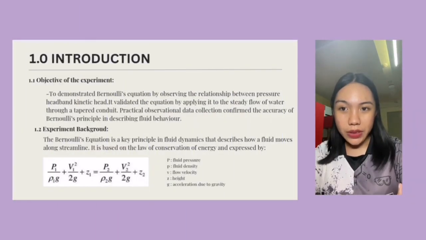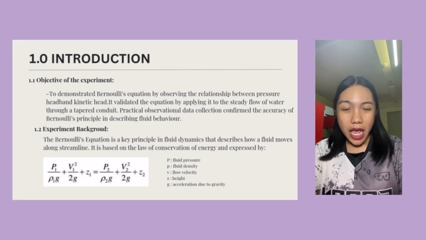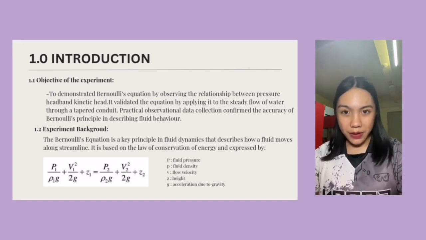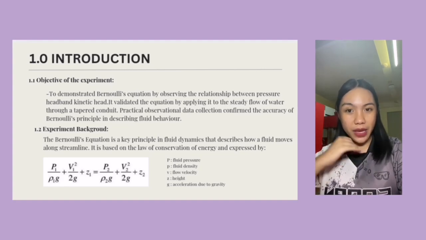Today we are going to discuss experiment A, which is verification of the Bernoulli equation. 1.1 is the objective of the experiment: to demonstrate the Bernoulli equation by observing the relationship between pressure head and kinetic head. It validates the equation by applying it to the steady flow of water through a tapered conduit. Practical observational data collected confirm the accuracy of the Bernoulli principle in describing fluid behavior.